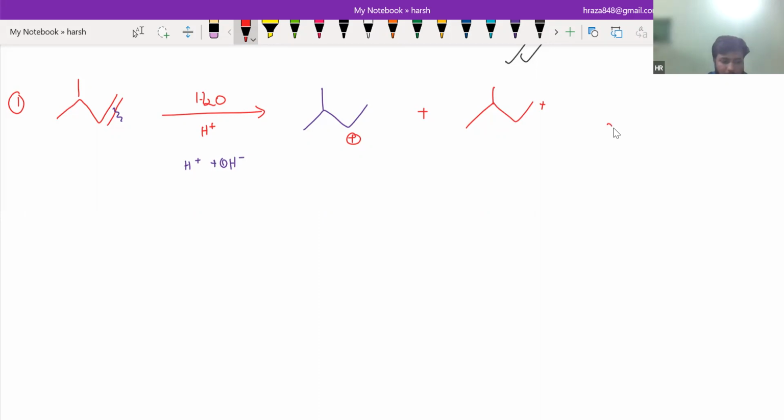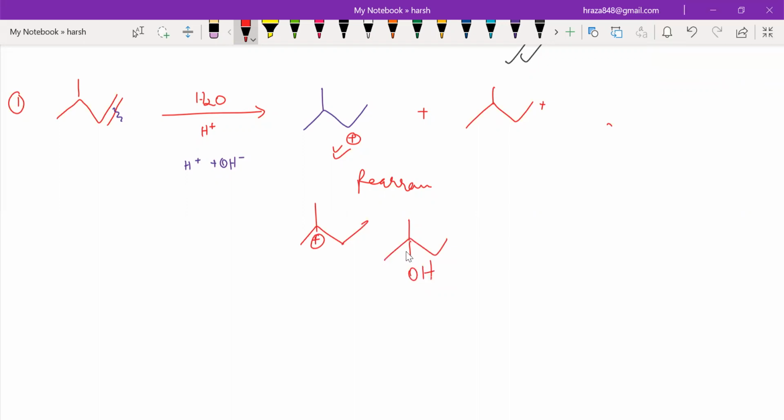I told you that if there is 3 degree, rearrangement is possible. Here rearrangement is possible because it's 2 degree, and if you are going to move this, rearrange this here, it will be more stable. So the product will be like this. Yes or no? Are you getting my point?